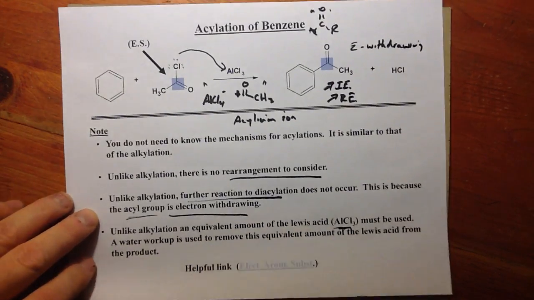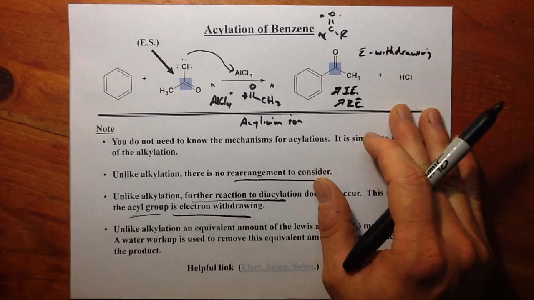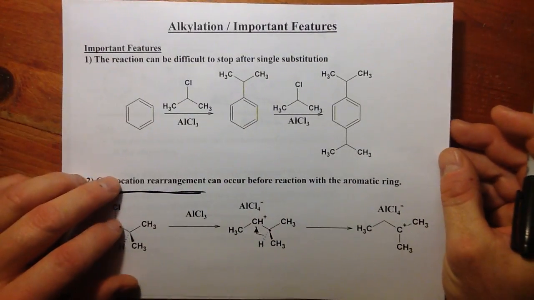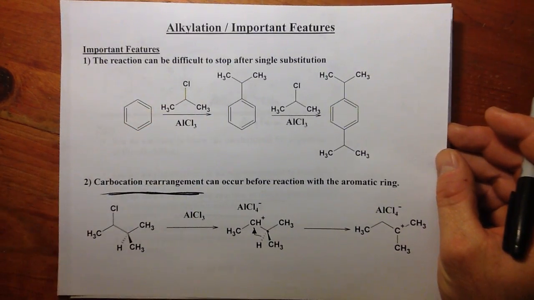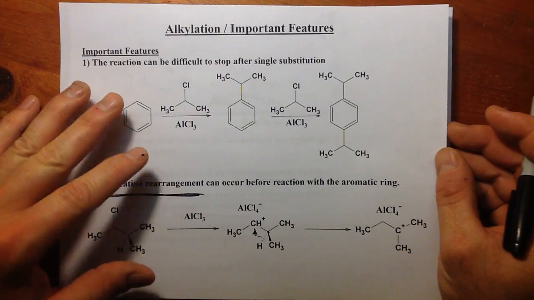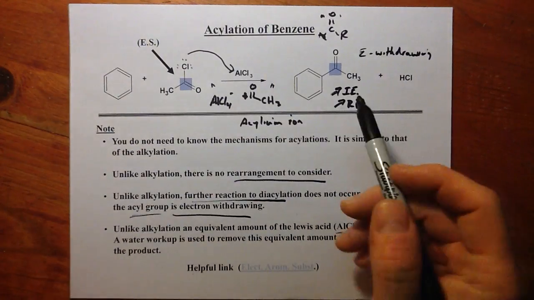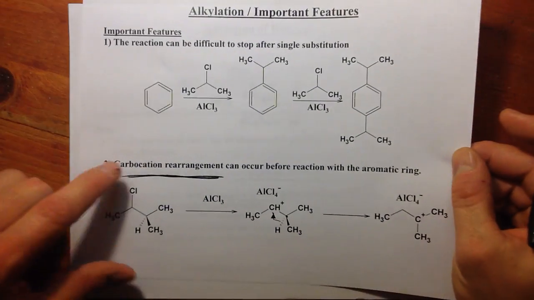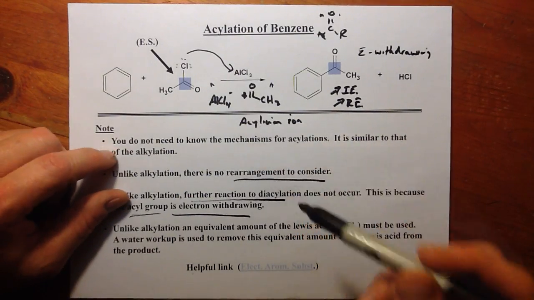All right, well that's it. Those are our two new electrophiles: the acyl group through an acylium cation, and the carbocation from an alkyl halide. We have two types of electrophiles. Know the difference. Again, with alkylation we can have disubstitution. With acylation, only monosubstitution is favored. And there is carbocation rearrangement for alkylation, but no carbocation rearrangement for acylation.